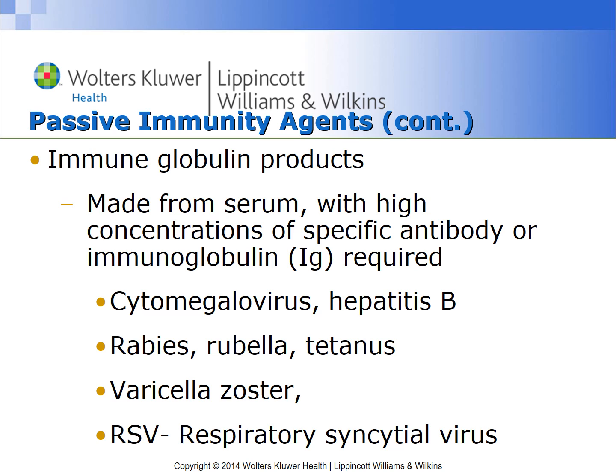But hepatitis B, also there's immunoglobulins for that, for rabies, rubella, tetanus, varicella zoster, the shingles, and the RSV, which is a respiratory disorder that affects children, mostly.